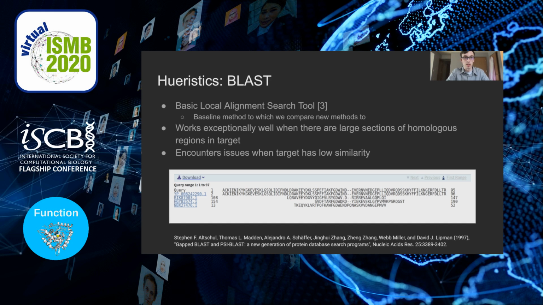This means that the sequence that we are trying to identify has lots of commonalities between targets or between protein sequences that are already in the database. And while this is great, it encounters issues when the target has low similarity in the database that we're searching. So in the example below, we have a target sequence which only has 4 other related sequences, which would make it a challenge to transfer annotations efficiently and accurately.